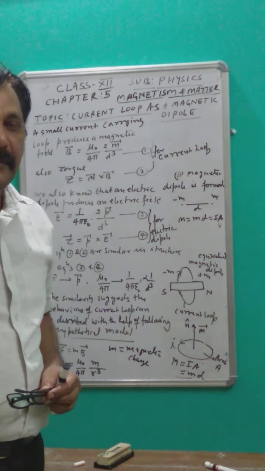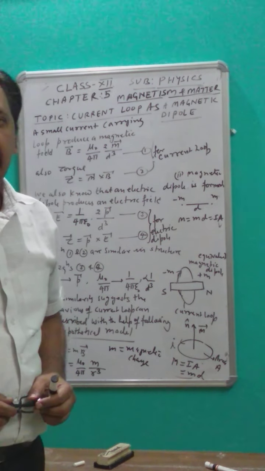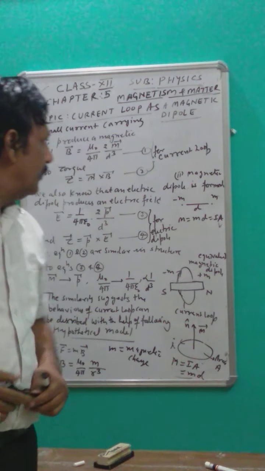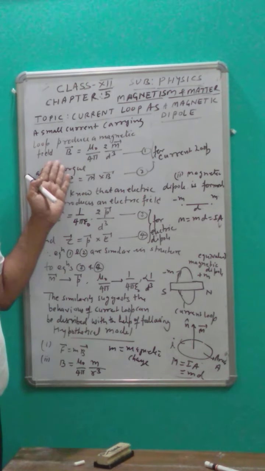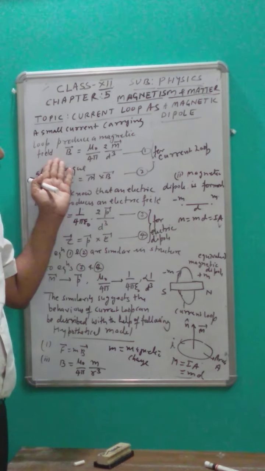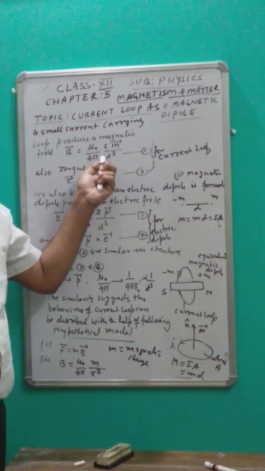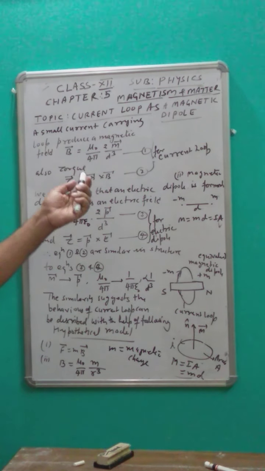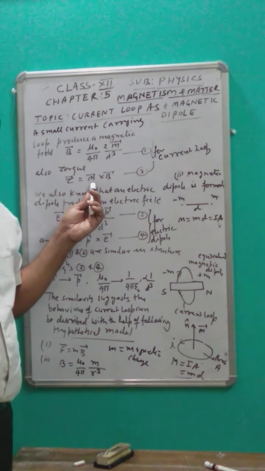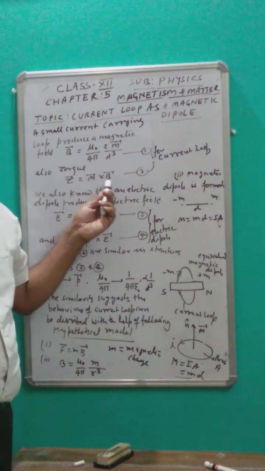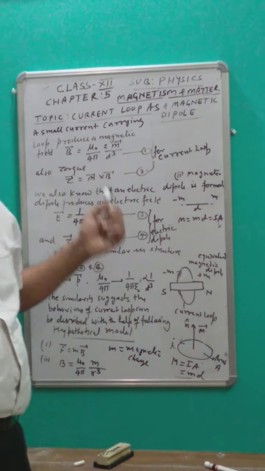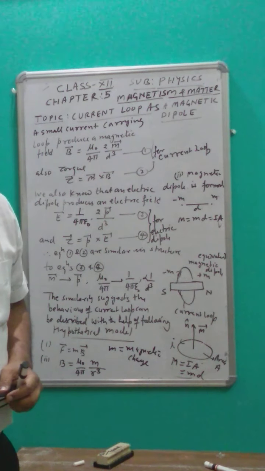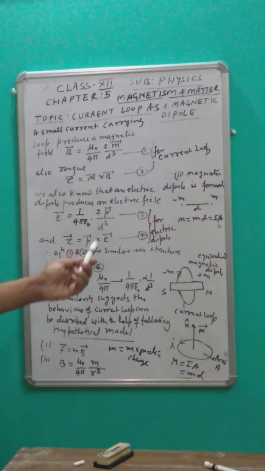In the third unit, the magnetic effect of electric current, we have stated that the current carrying loop produces a magnetic field on its axis. The value of that magnetic field is given by equation number 1, where B is equal to mu naught upon 4 pi, 2 m over d cubed. Similarly, the torque experienced by the loop, tau, is equal to m cross B. We have studied these two equations in unit 3, the magnetic effect of electric current.